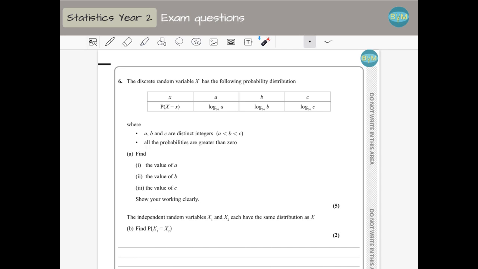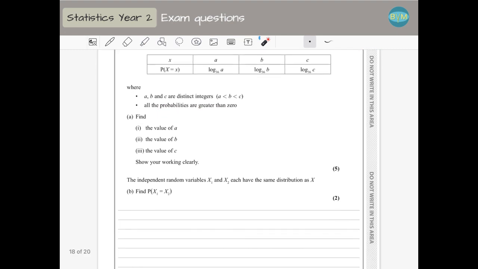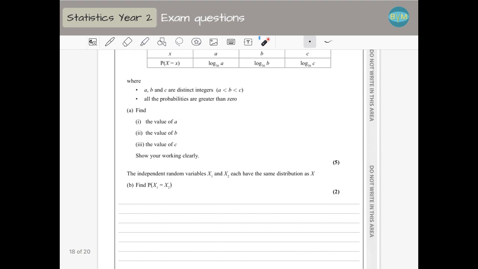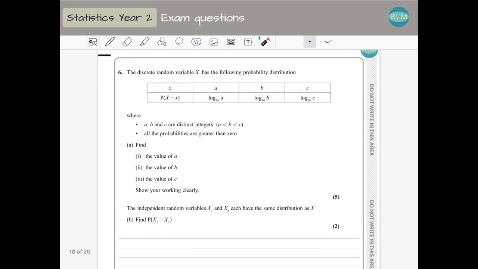Hello, this is question 6 on your November 2021 statistics paper from Edexcel, and it's a question that looks more difficult than it is. So you have a discrete random variable X with this probability distribution. The probability of X being a is log to the base 36 of a, and the same with b and c. A, b, and c are integers, and a is smaller than b and smaller than c. They are all different, and all the probabilities are greater than 0. Find the values of a, b, and c.